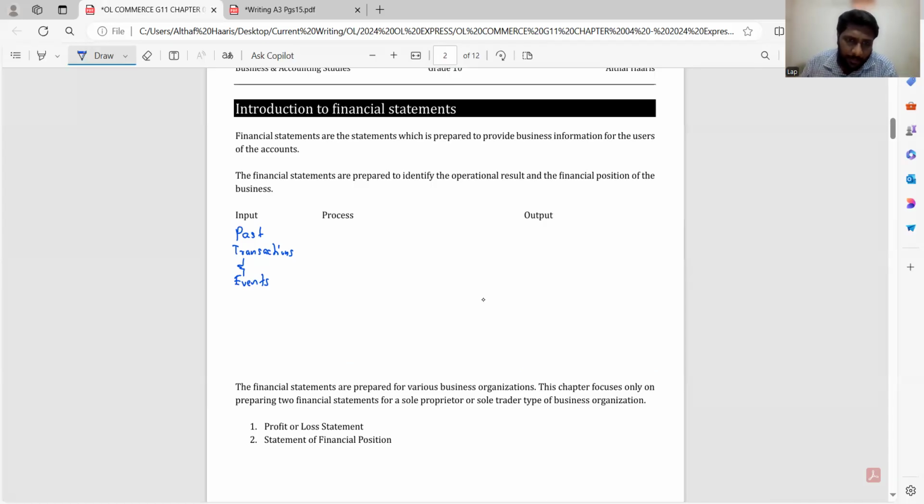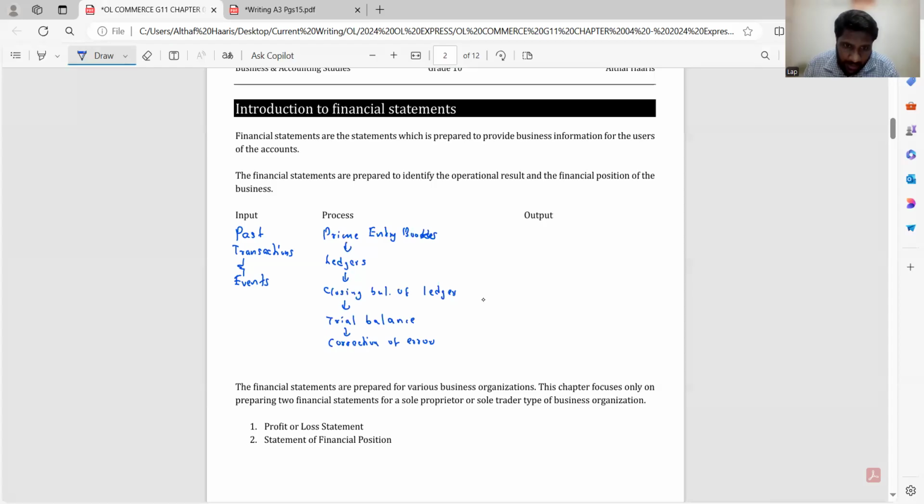Process: first prime entry books, then ledgers, closing balance of ledgers, then trial balance, correction of errors.